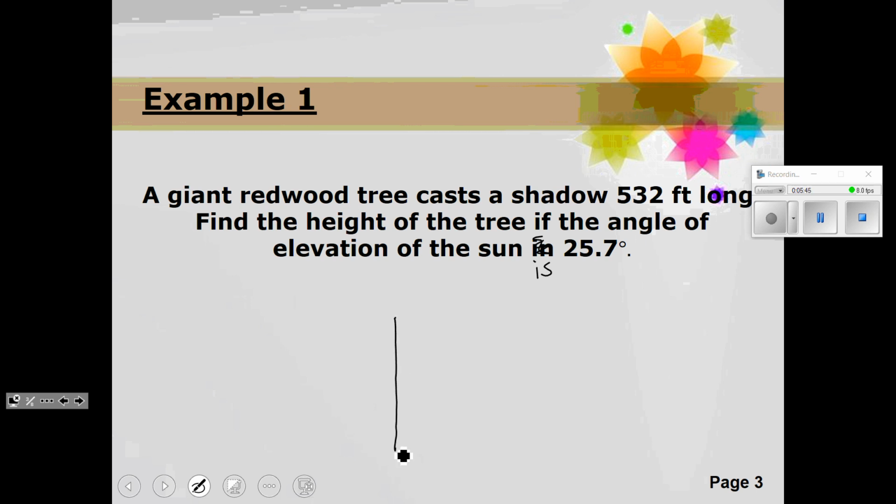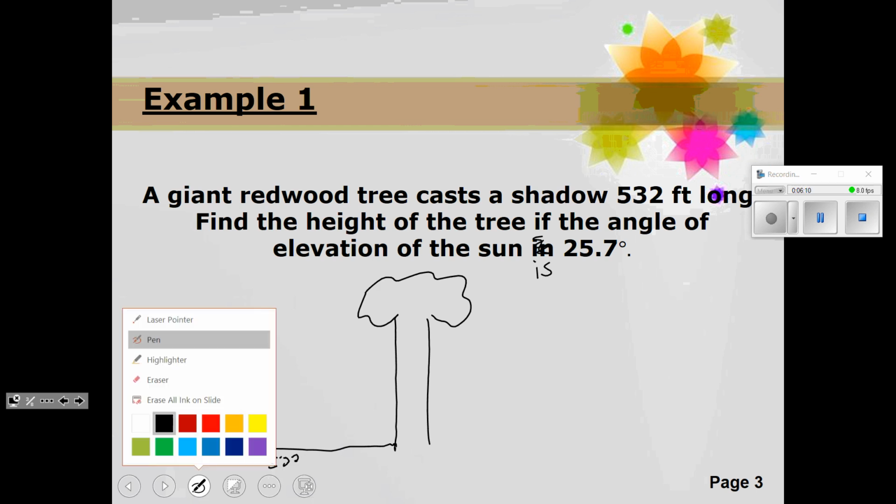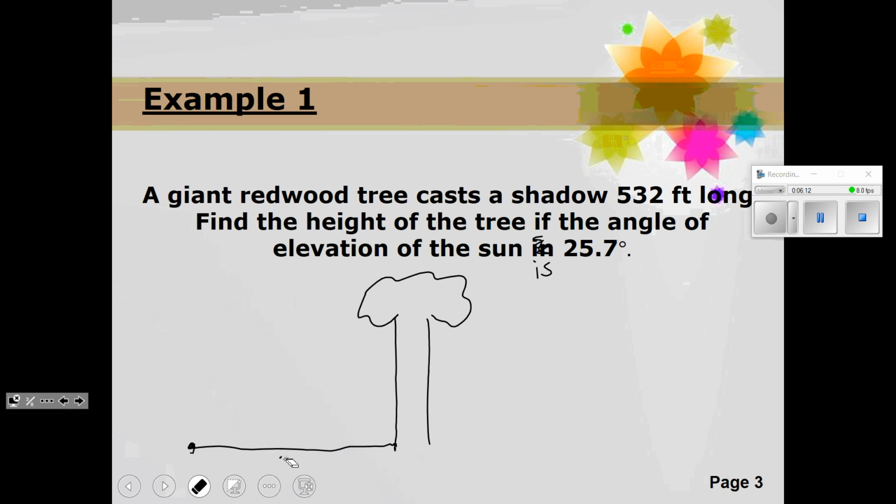So I'm going to draw my tree. So here's my tree. Okay. It's beautiful, right? And I'm going to cast a shadow that is 532 feet long. And we know that shadows run on the ground. So this distance from the tree to here is 532 feet.